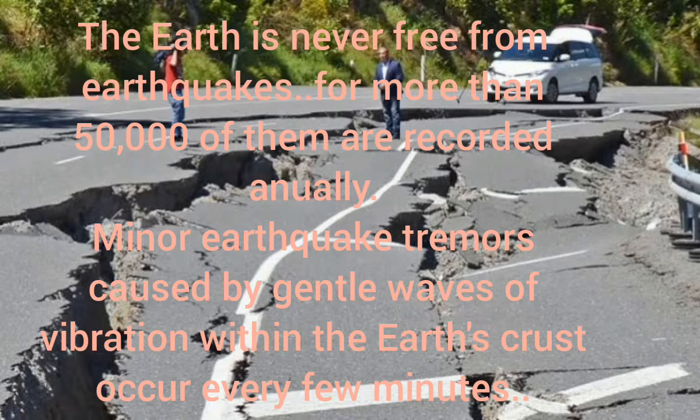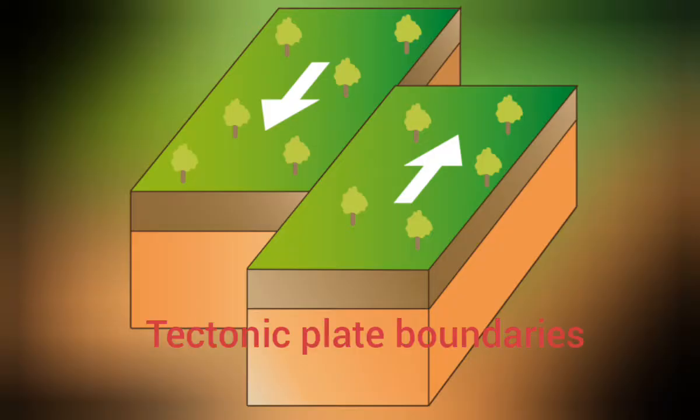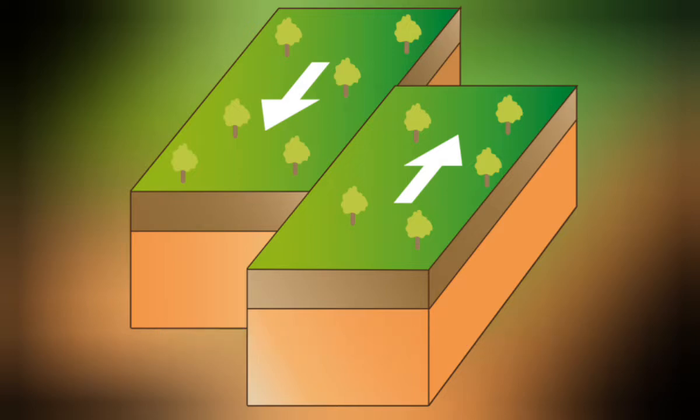So the earth's crust is never free from earthquakes. Earthquakes are always occurring in some part or the other on the earth. So minor earthquake tremors, which are caused by gentle waves of vibration because of the tectonic plate movement, are always felt. The major cause of earthquakes is when the tectonic plates move past each other or slide against each other along the transform fault boundary.